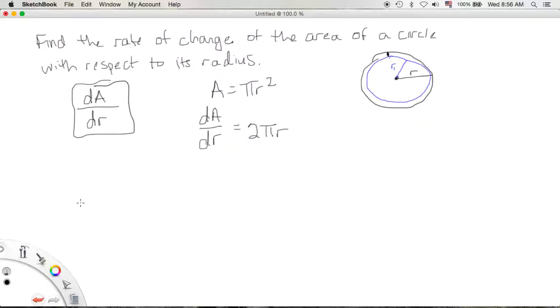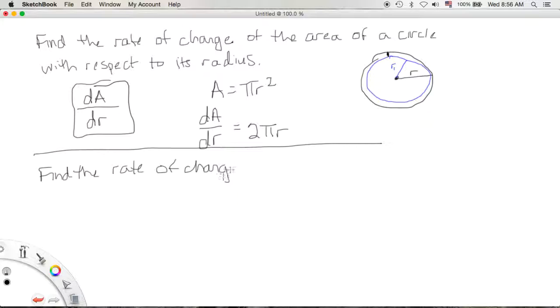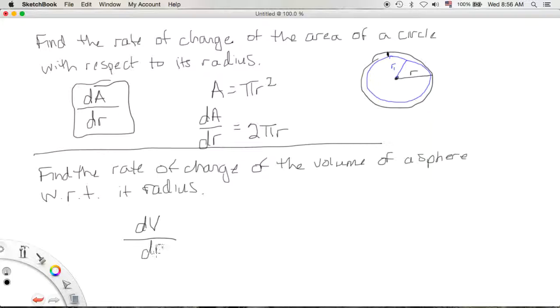Like, for example, if we want to find the rate of change of the volume of a sphere with respect to its radius. Now again, let's change the sentence into a differential. We want the rate of change of the volume with respect to the radius. This is what we're looking for.